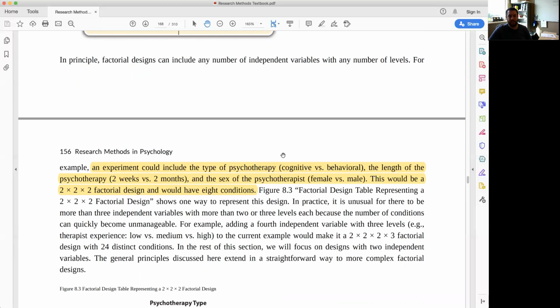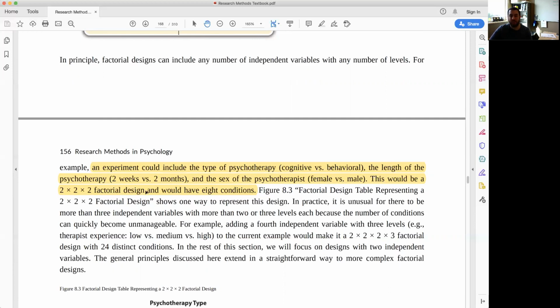Because you're going to have a condition of cognitive psychotherapy at 2 weeks with a female, a condition of cognitive psychotherapy at 2 weeks with a male, gives you 2, and then obviously you'd have it with cognitive 2 months, male, female, gives you 4, and the same with behavioral, it's going to yield 4 more. So you get 8 in total. Or if you just do the math, again, you can do 2 times 2 is 4, times 2 is 8.